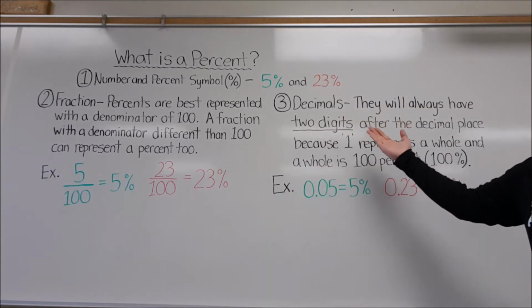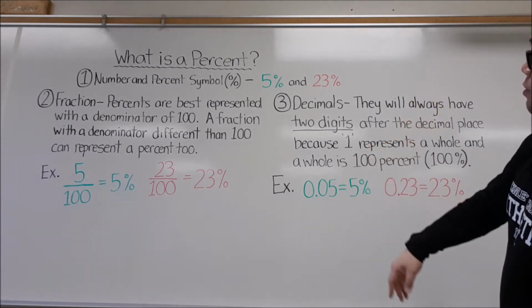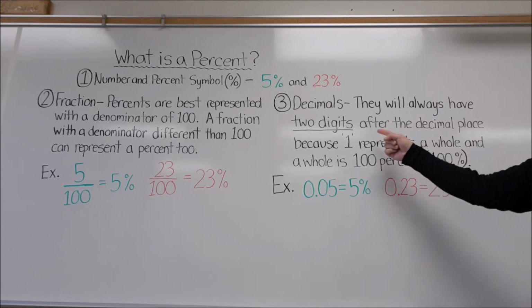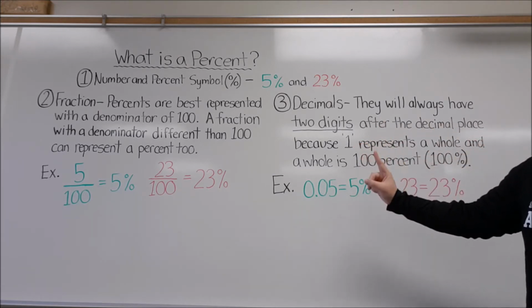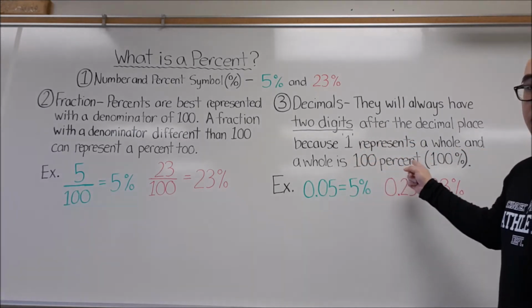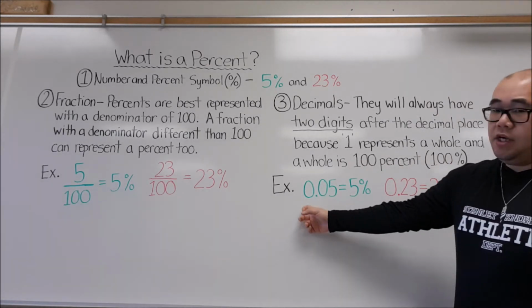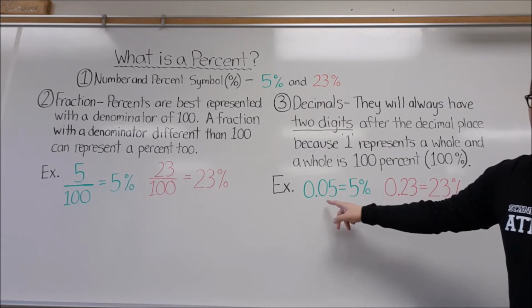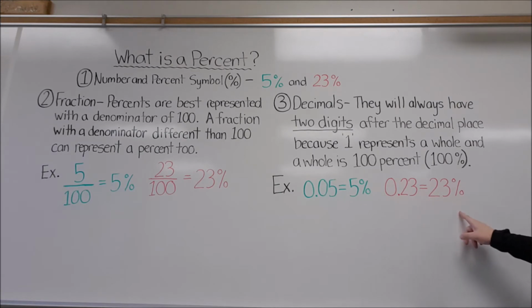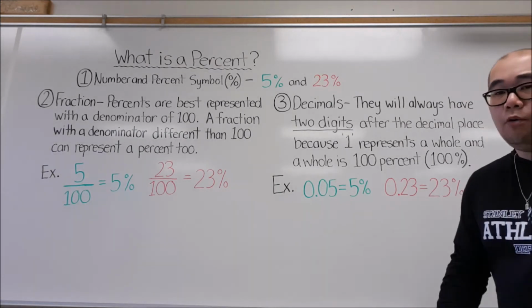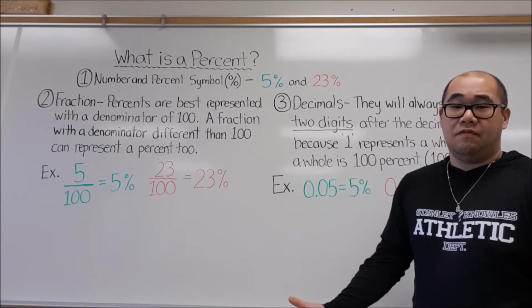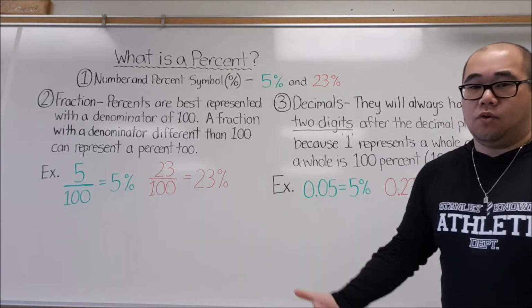Moving on, we have the last way to show a percent, decimals. So, decimals, they will always have two digits after the decimal place because the number 1, or the value of 1, represents a whole, and a whole is 100%, which is shown like this. And our examples here, again, using the ones we have up top, 0.05 is equal to 5%. 0.23 is equal to 23%. Now I don't have it on here, but if I were to have 100%, my decimal would just be 1. Okay, and then if I had 50%, 0.5, and so on and so forth.